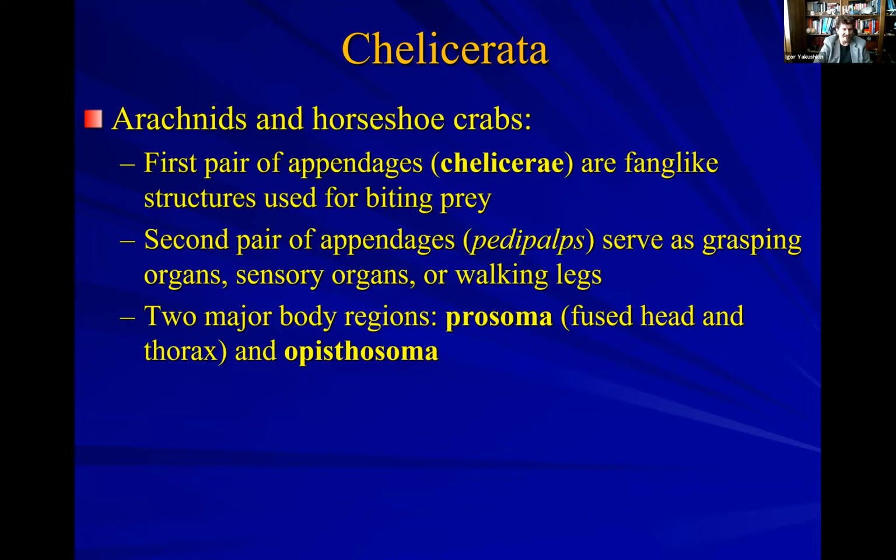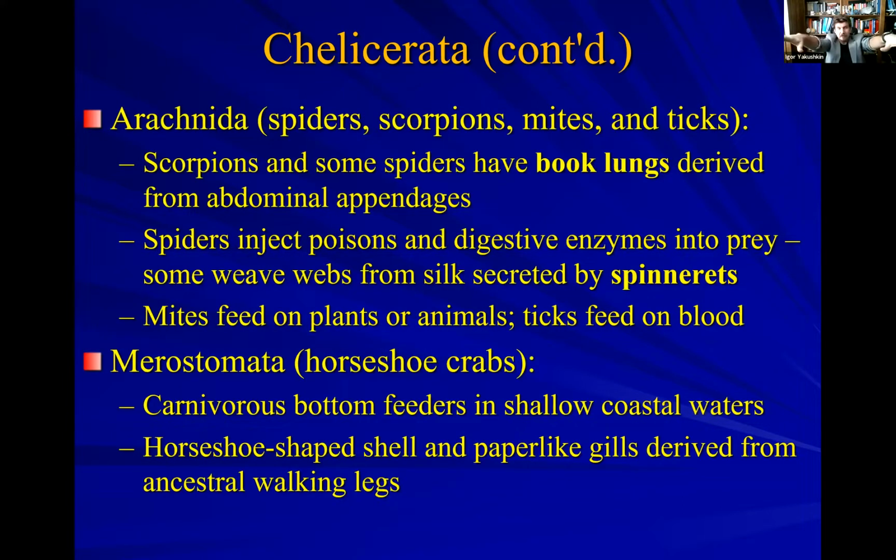So in this particular case, arachnida: spiders, scorpions, mites, and ticks. They have something which is known as the book lungs. Essentially, at some point in time, it was the legs which flattened out, got inside the body, and became very, very thin. As a result, they look under the microscope, under a dissecting scope, like the pages of a book, hence the name, book lungs.